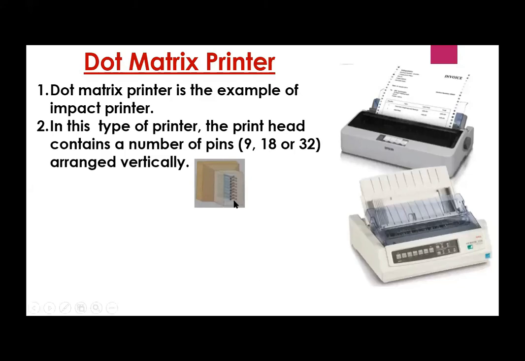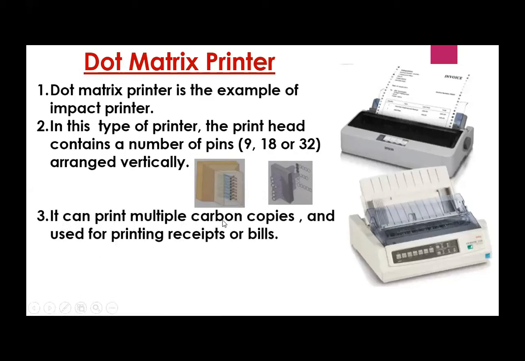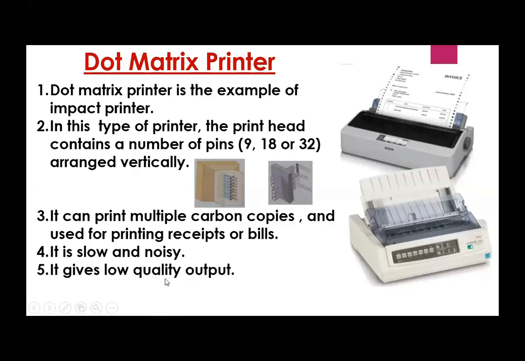We see here the number of pins. 9, 18 and 32 pins are used in this type of printer. It can print multiple carbon copies and is used for printing receipts and bills. It is slow and noisy. The work of this printer is very slow and it creates noise. It gives low quality output. The standard of the output of this printer is very low, not high quality.